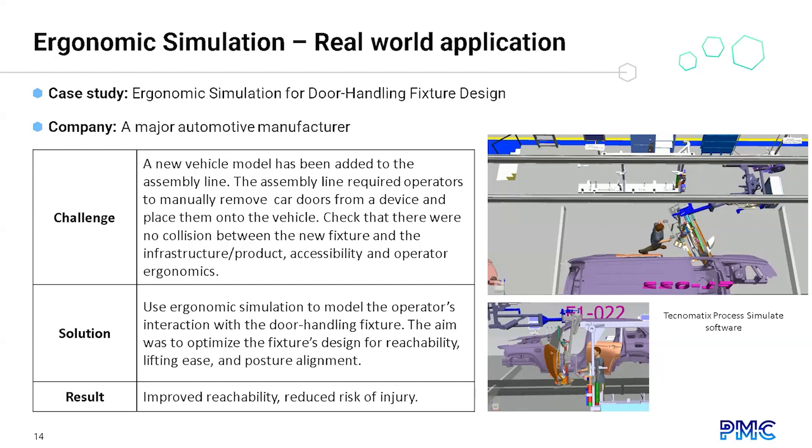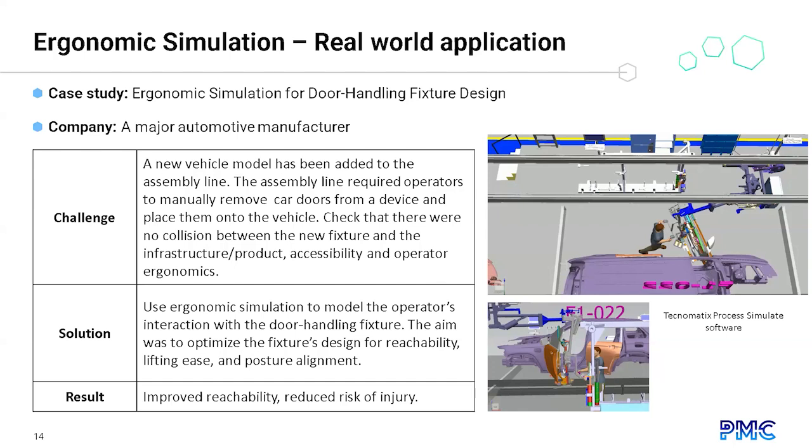Well, we used ergonomic simulation to be able to analyze the interaction of the operator and the new door handling fixture. In this operation, the operator is placing the front door with the rear door open. But if the rear door is open more than 36 degrees, there is a collision between the operator and the rear door while installing the front door. So this was identified during the design phase, and it was pointed out to the end customer. So we made some recommendations and we presented a simulation report.